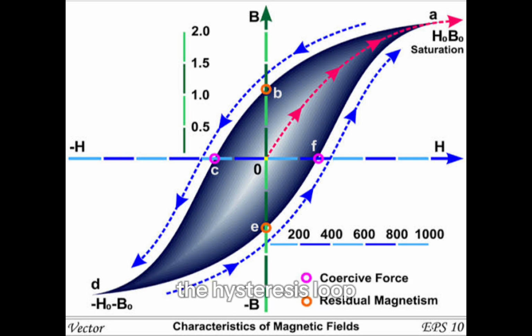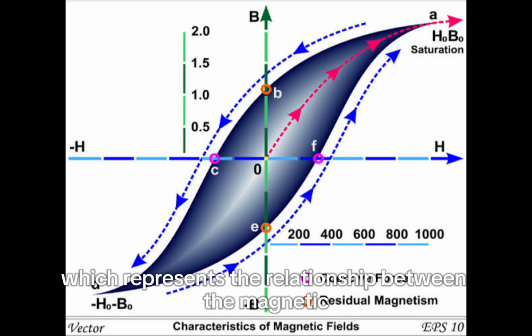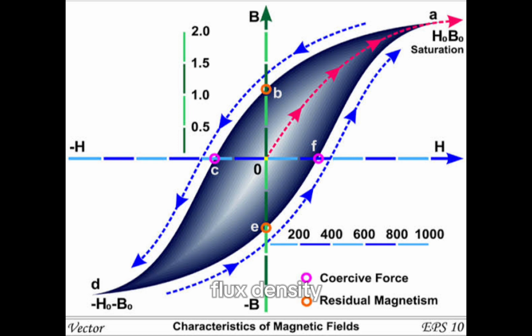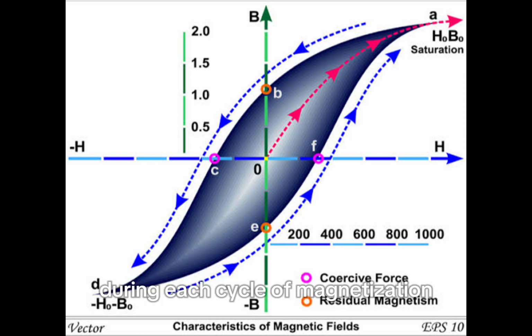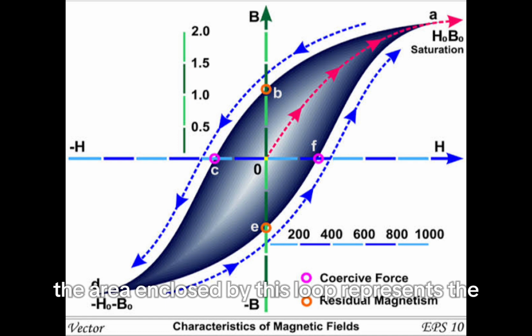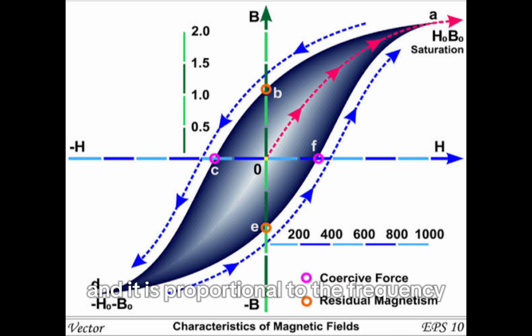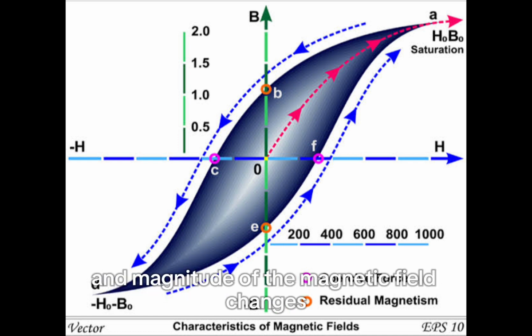The hysteresis loop, which represents the relationship between the magnetic flux density and the magnetizing force, shows the energy losses that occur within the material during each cycle of magnetization. The area enclosed by this loop represents the hysteresis loss, and it is proportional to the frequency and magnitude of the magnetic field changes.